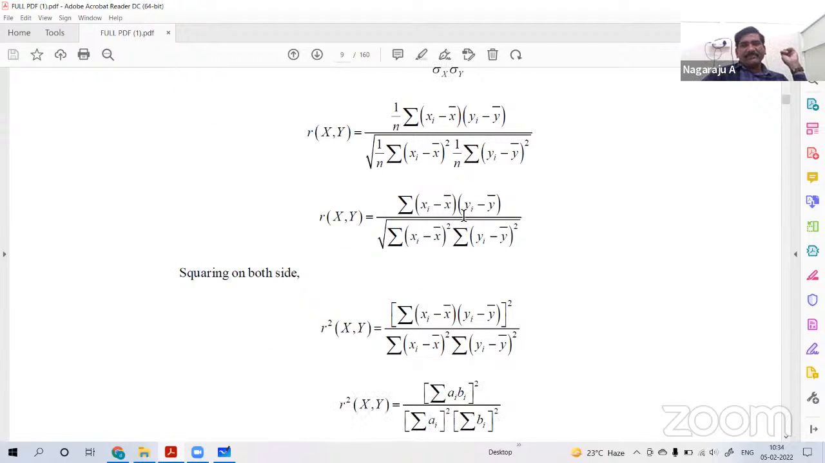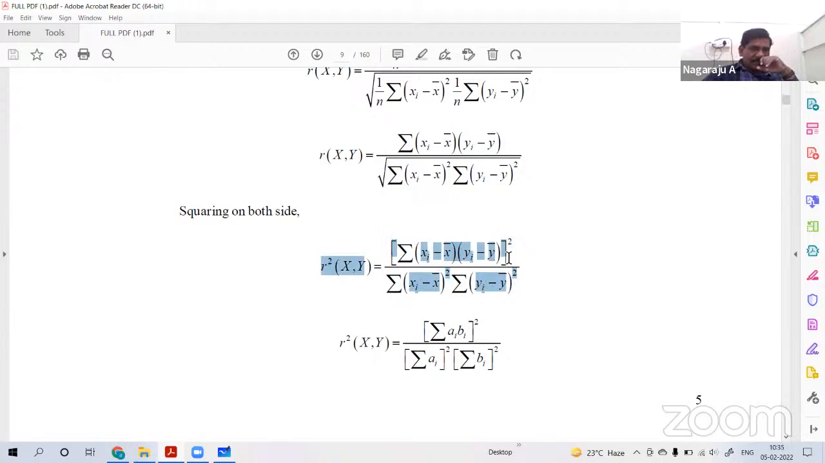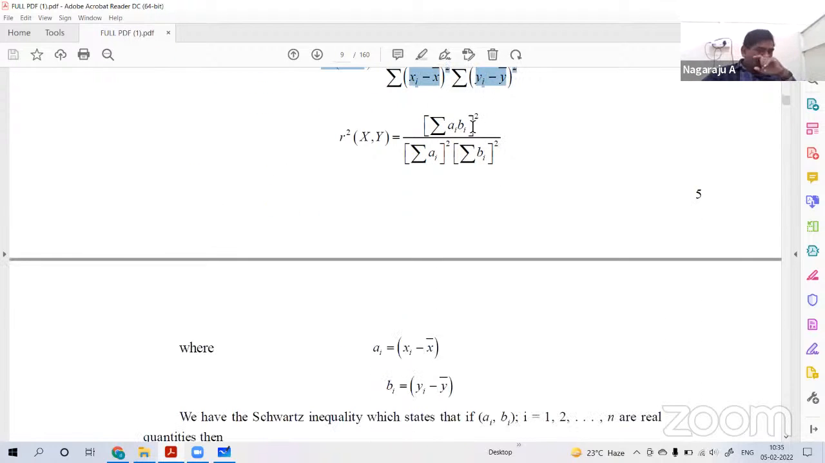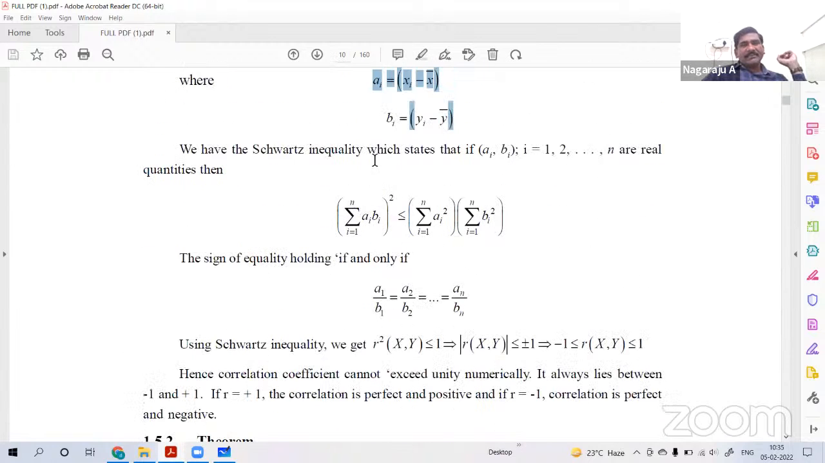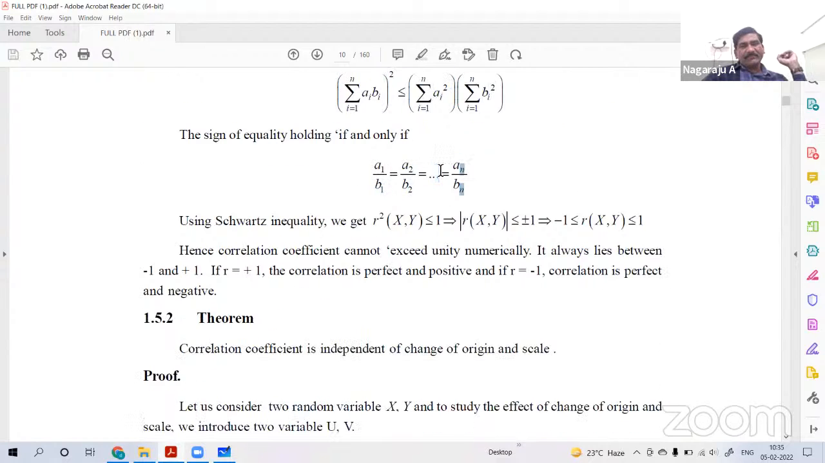Here, R of X comma Y simplification and R square is given by the formula: the summation of Ai Bi, where Ai is Xi minus X bar and Bi is Yi minus Y bar, the whole square, divided by the summation of Ai square into the summation of Bi square. The inequality condition is fulfilled when A1 by B1 equals A2 by B2 equals so on, up to An by Bn. This is how the Cauchy-Schwarz inequality is developed, so R square is less than or equal to 1. It means the correlation coefficient always lies between minus 1 and plus 1. That was developed by Karl Pearson, the Pearson coefficient of correlation.